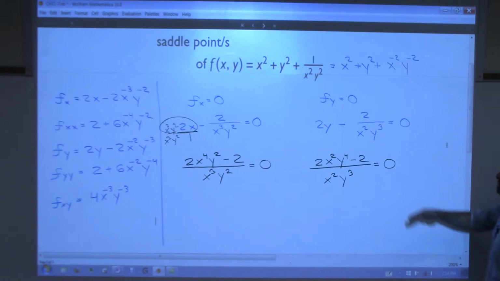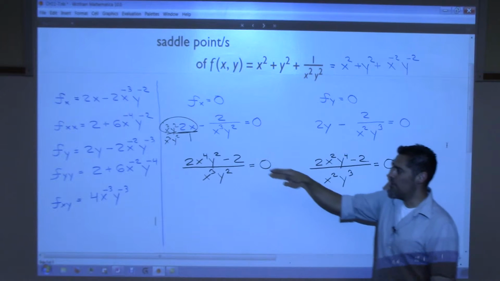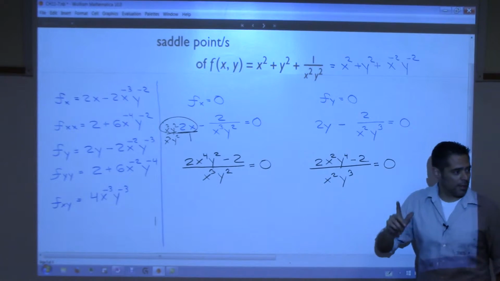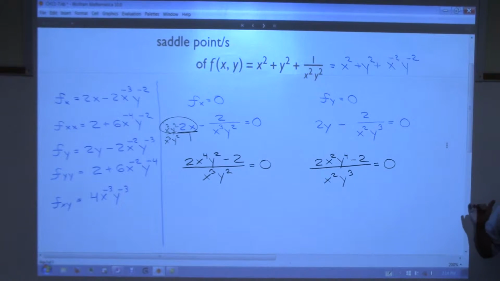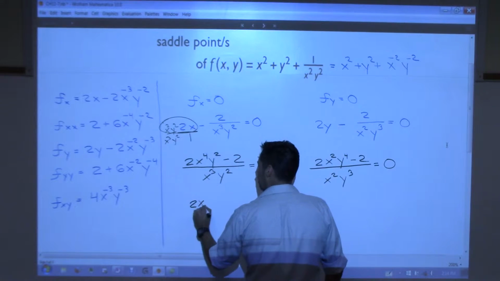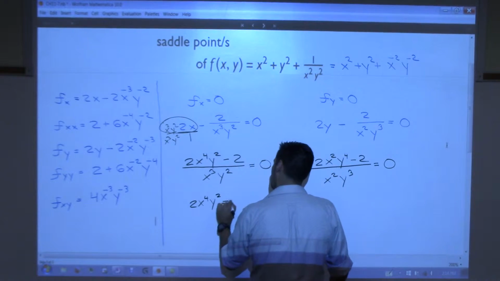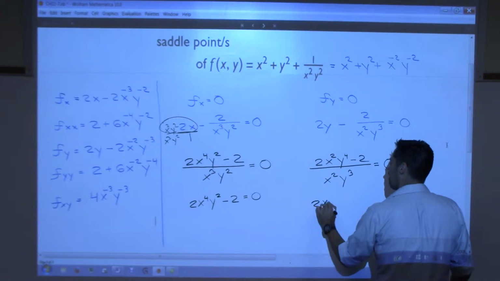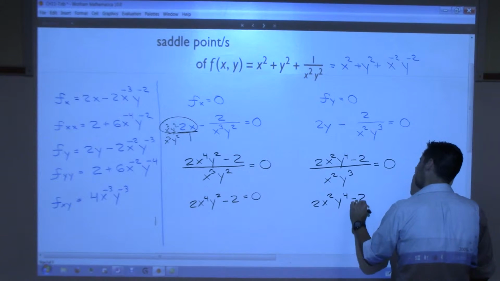Now, the only time that a fraction can ever be 0 is when? When the top is 0. Don't ever forget that. The only time a fraction can ever be 0 is when the numerator is 0. So I can look right now, when is this 0? 2x to the 4th y squared minus 2 equals 0. And this one over here says 2x squared y to the 4th minus 2 equals 0.